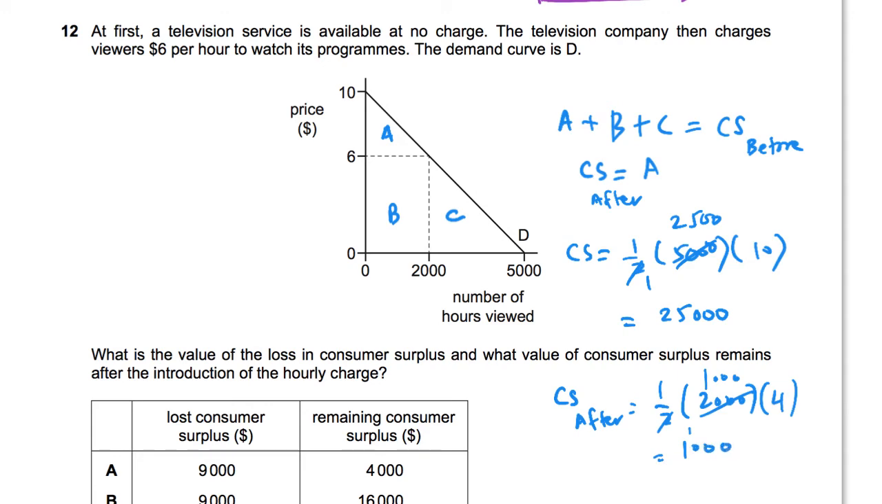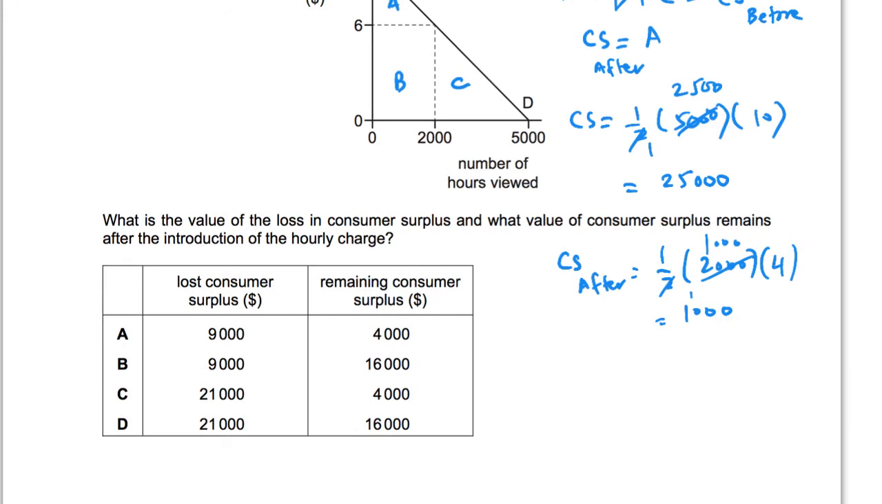So the question is asking us what's the consumer surplus after, or remaining consumer surplus. Consumer surplus after would be, of course, 4,000. And consumer surplus before was 25,000. So what is the loss of consumer surplus? Consumer surplus loss would be 25,000 minus 4,000, or 21,000. So the answer would be C.